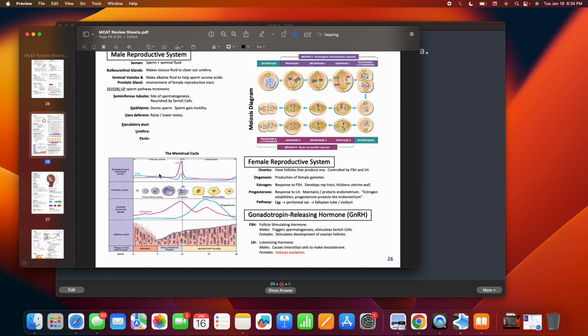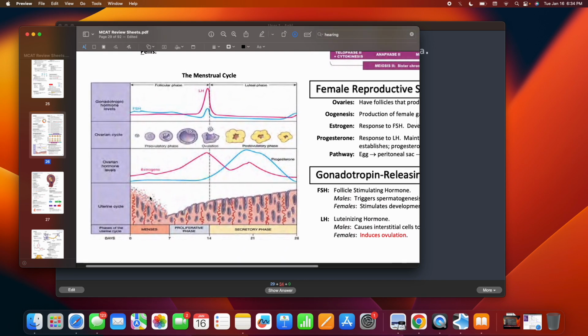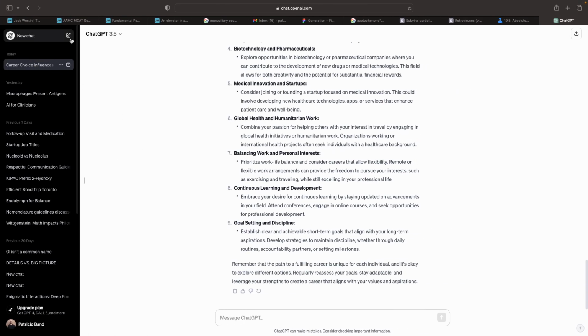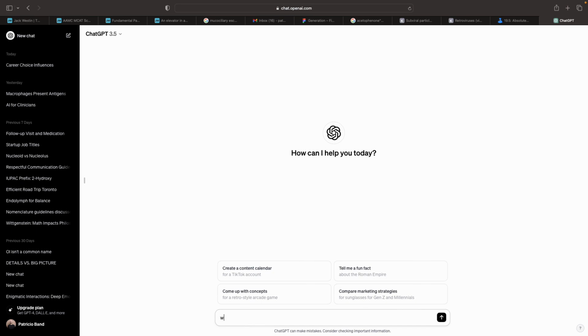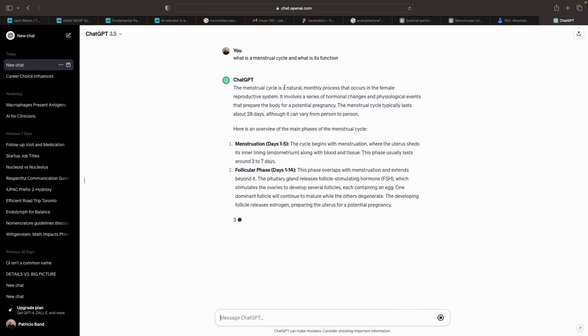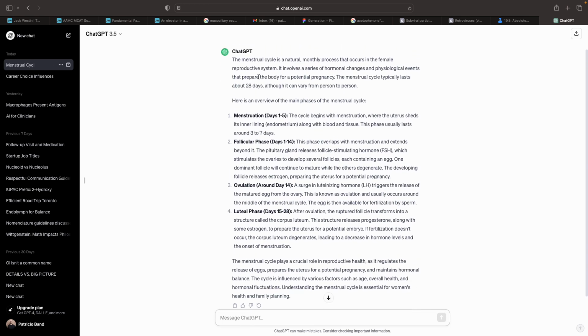So for the menstrual cycle, we need to know what is a menstrual cycle. So if we, for example, ask ChatGPT, what is a menstrual cycle and what is its function? The menstrual cycle is a natural monthly process that occurs in the female reproductive system. So it's natural and it's monthly, and it's a process.